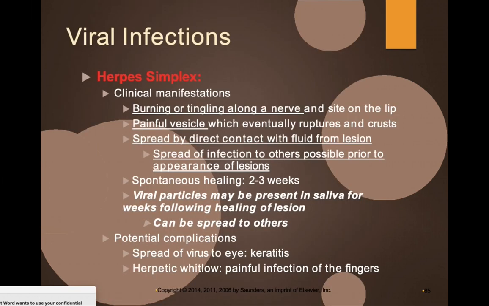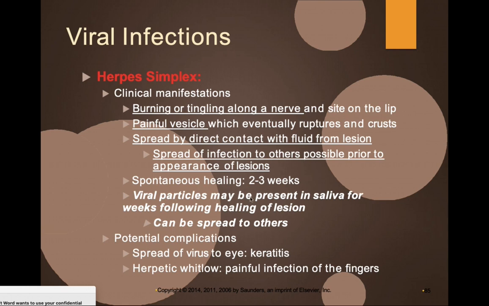And here we go. So the clinical manifestation is burning and tingling along the nerve and the site of the lip. Then the painful vesicle starts to show. It ruptures and it starts to crust, and it can spread by direct contact with the fluid from the lesion. It can spread to others, possibly prior to the appearance of the lesion, right? So you could be asymptomatic and still spread this, right? There could be spontaneous healing in about 2 to 3 weeks.